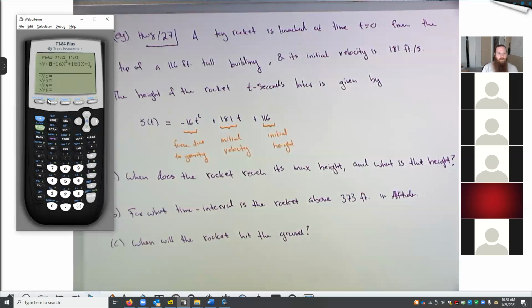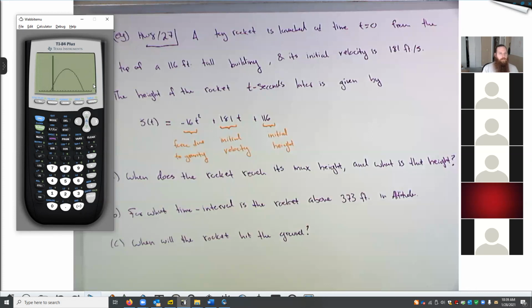So I entered the function here. I hit y equals. That's this top left button. I hit y equals here, and I type in my function, -16x squared. I'll show you how to do this again. So -16, and then this is the button for your variable. It's automatically going to use x. That's fine. -16x, and then this button raised to the power of 2. And then I hit the over button here to get down out of that power, plus 181x plus 116. And then I hit the graph button.